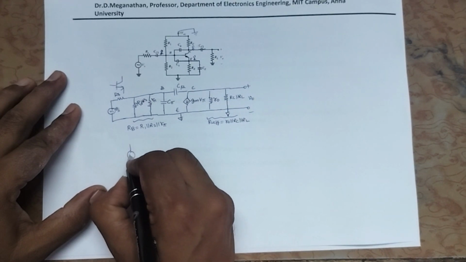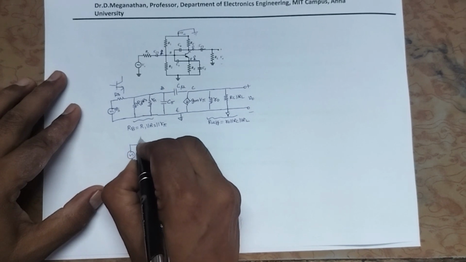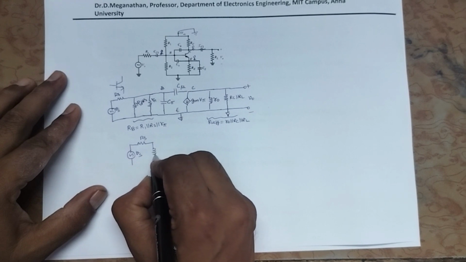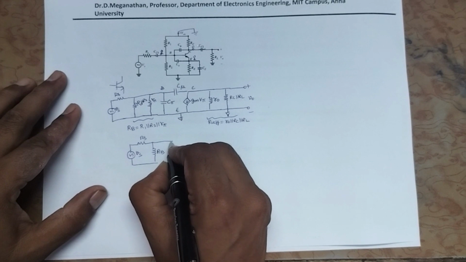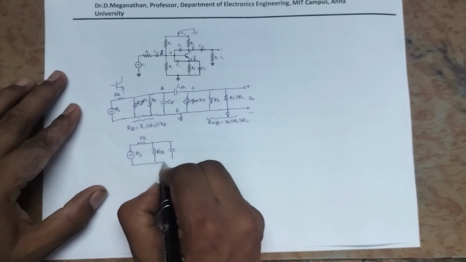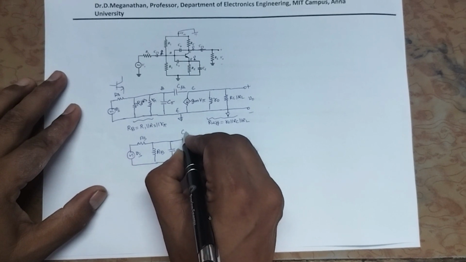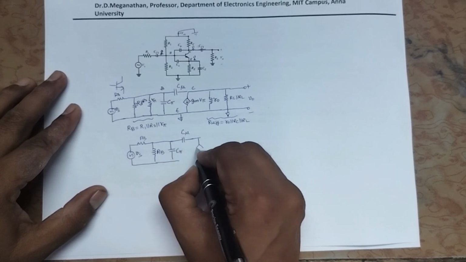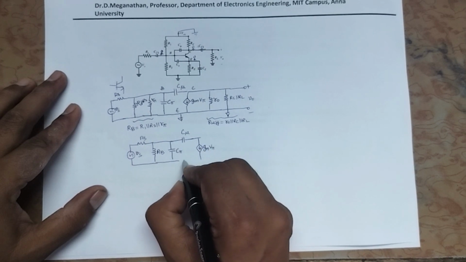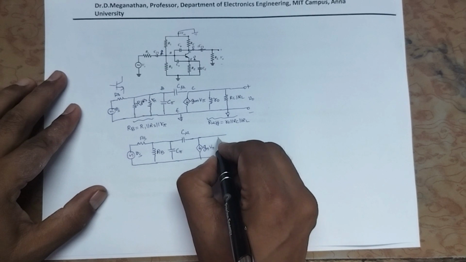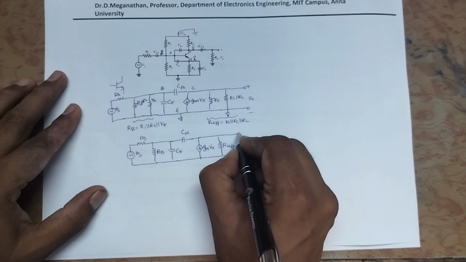Now I will draw the reduced circuit diagram. Vs, Rs, RB, capacitor C pi, C mu, gm V pi, RL effective, and V naught.